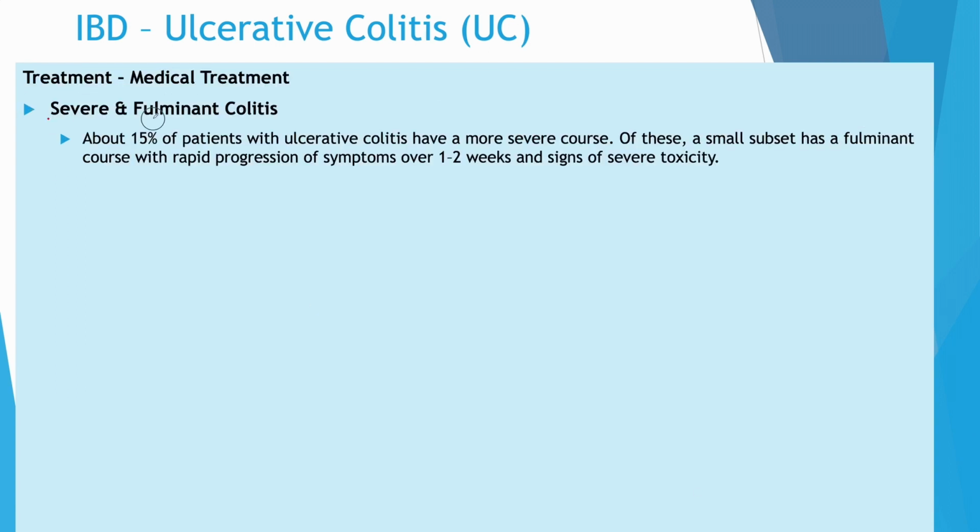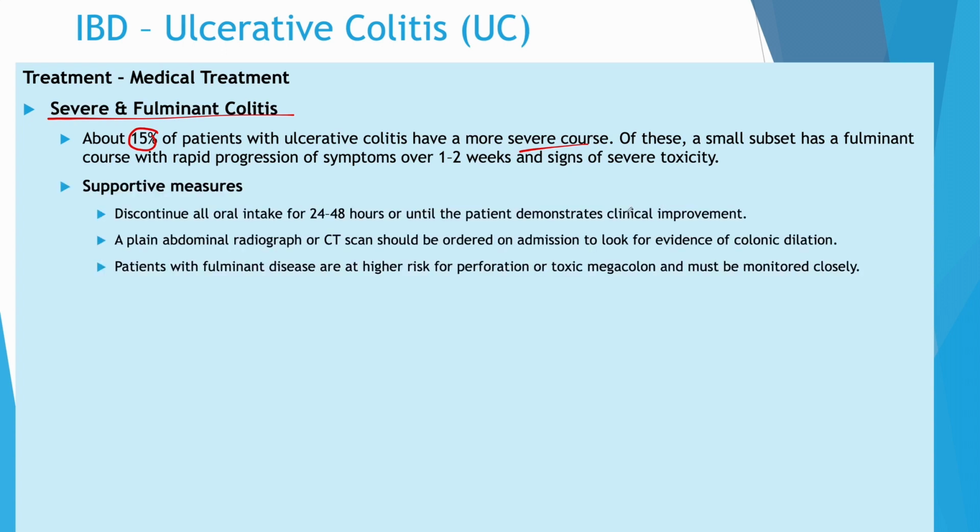All right, last but not least, severe fulminant colitis. This is bad. About 15% of patients have a severe course, and fulminant means everywhere, and they're having multiple episodes of bloody diarrhea. These are the most severe cases. We want to pretty much put them NPO. They'll be admitted to the hospital, and they usually get a CT or plain radiograph to look for the colonic dilatation of toxic megacolon, because toxic megacolon is most common in this severe fulminant colitis.